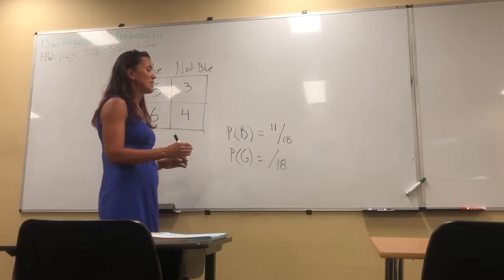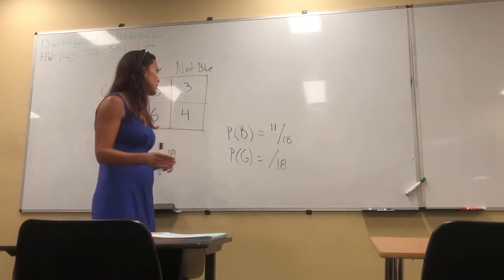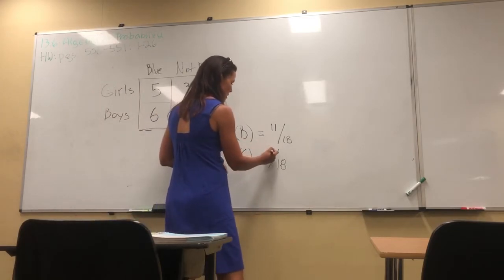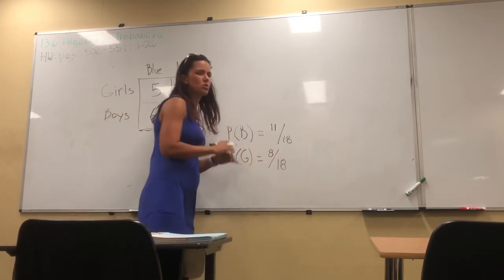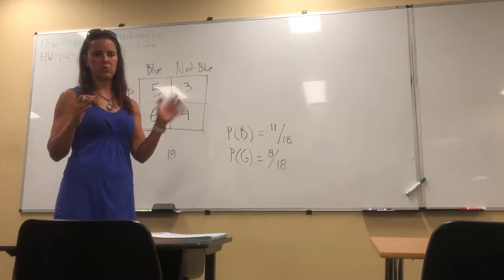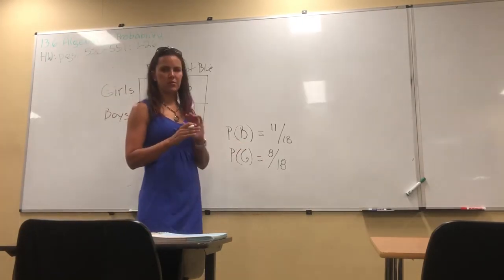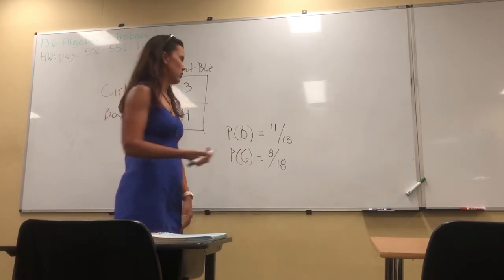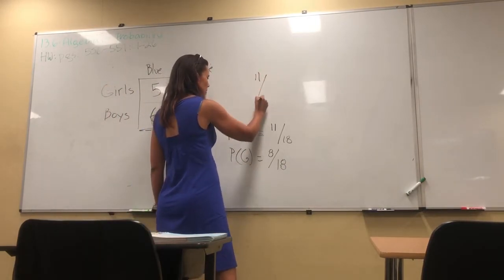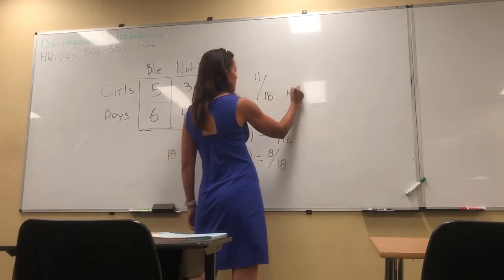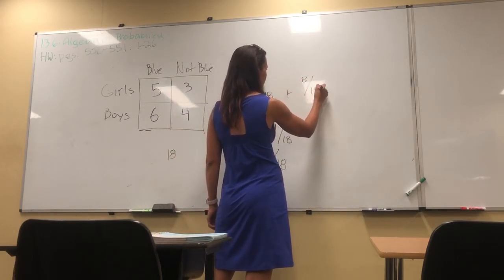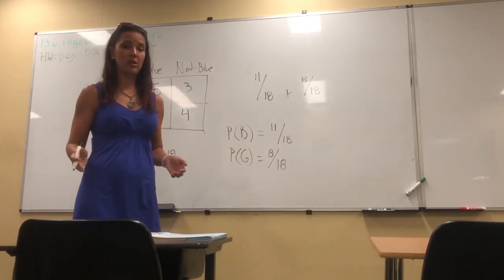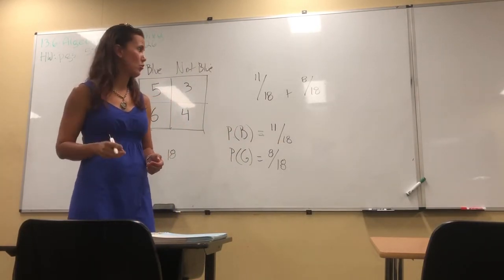Now the other question is, or selecting a girl. How many girls are there? 5 plus 3 is 8. We're just going to leave everything over 18 right now because we're going to be adding stuff. Yes, this simplifies, but let's not worry about it. So what's the probability of one or the other? Well, let's see. It's 11 over 18 plus 8 over 18. Oh, what do I get? 19 over 18. Not possible, right? Your probability cannot be greater than 1.